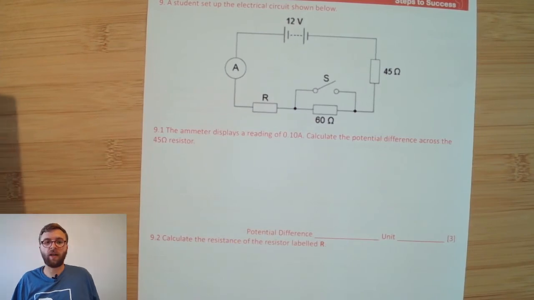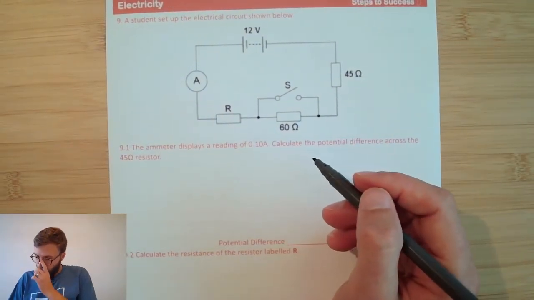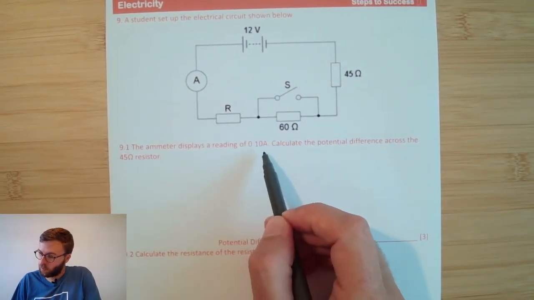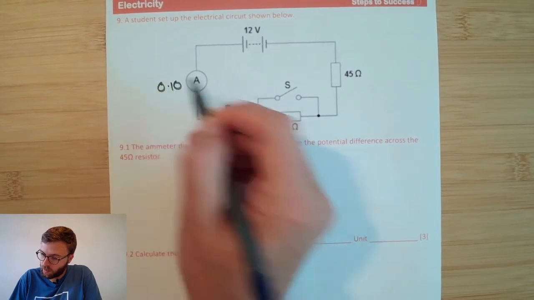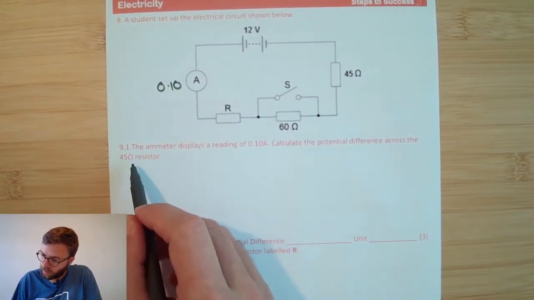Okay, moving on to question number 9. A student sets up the electrical circuit that is shown below. The ammeter displays a reading of 0.10 amps. Calculate the potential difference across the 45 ohm resistor.